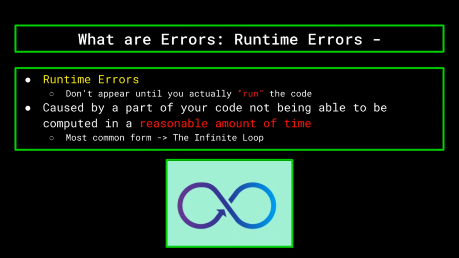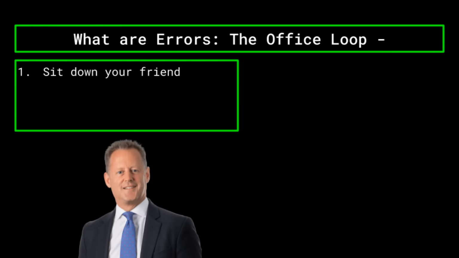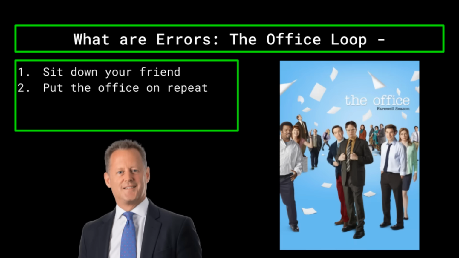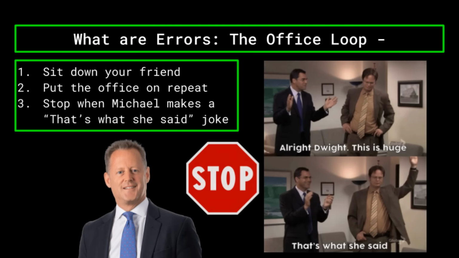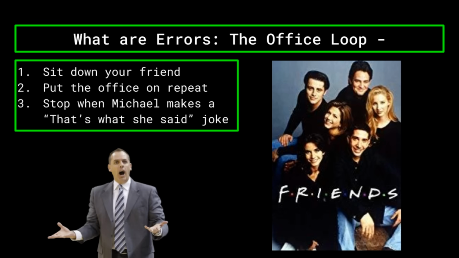As a refresher or an example, think of an infinite loop like this. Say you sat your friend down in front of the TV, put it on The Office, and told him he could leave as soon as Michael made a "that's what she said" joke. Seems pretty simple, right? Wrong, because instead of putting in The Office, you put in Friends on Blu-ray. No Michael, no inappropriate joke, meaning your friend would be sitting there for the rest of his life. This is basically what happens with a computer.